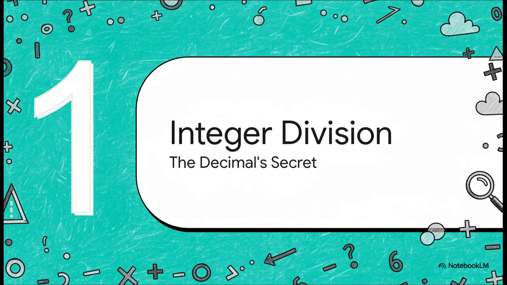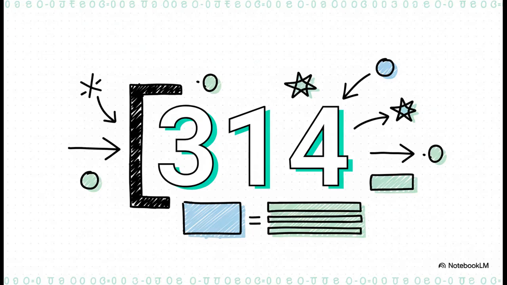To really get this, we've got to go back to basics and look at the decimal's big secret, how it's connected to dividing regular old whole numbers. Seriously, this is the foundation for everything else we're about to do. Let's start with something you do in your sleep. 628 divided by 2. We all know that's 314, right? No decimals, no tricks, just simple math.